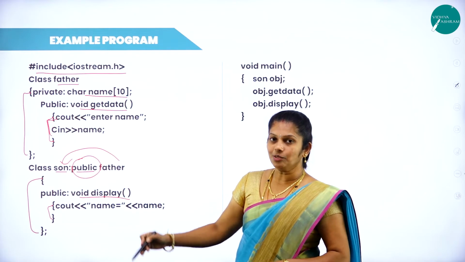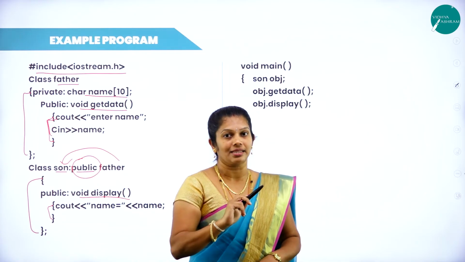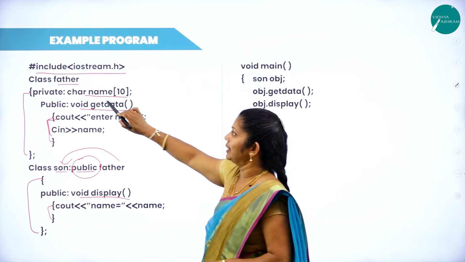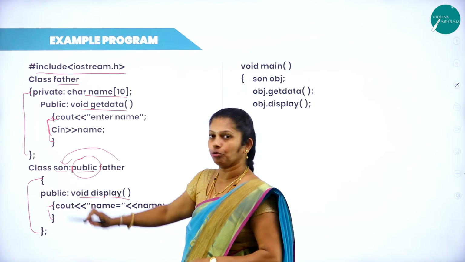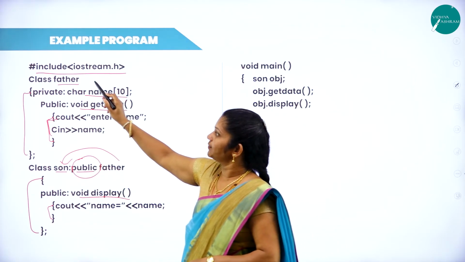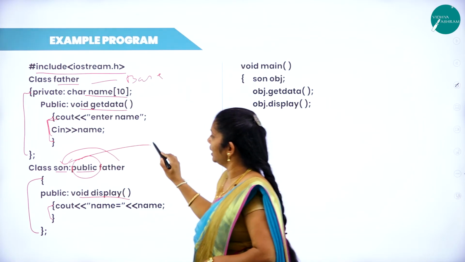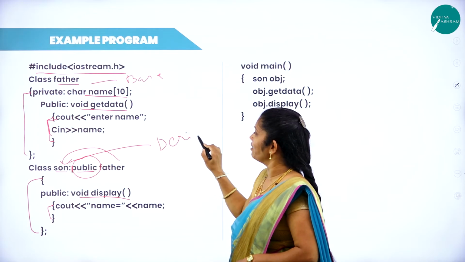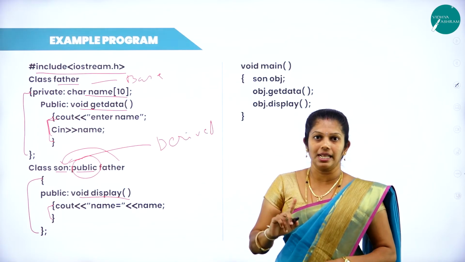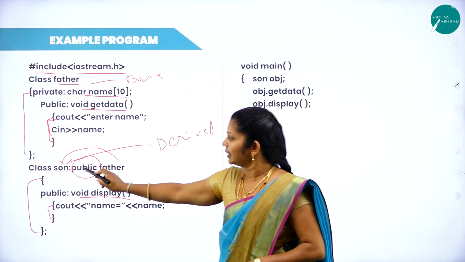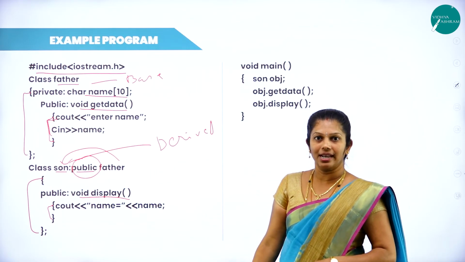It means that in this program, how many classes are there? If you observe, two classes are there. One is the father class and one more is the son class. The father class can be called the base class and the son class can be called the derived class.